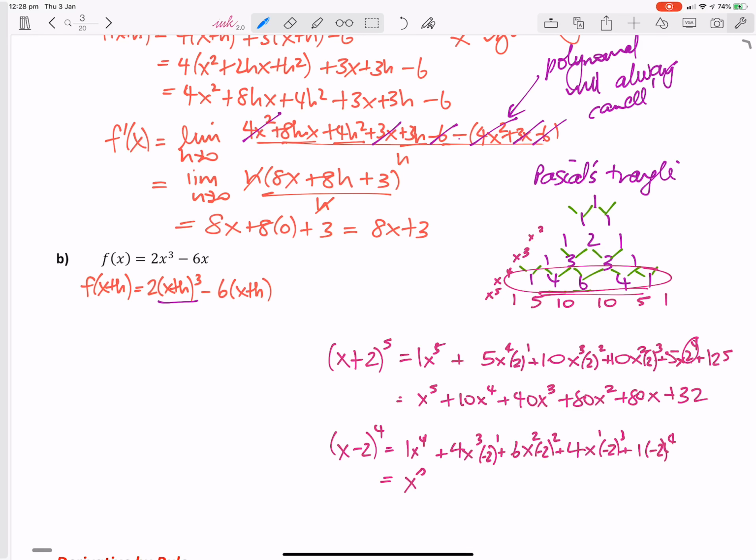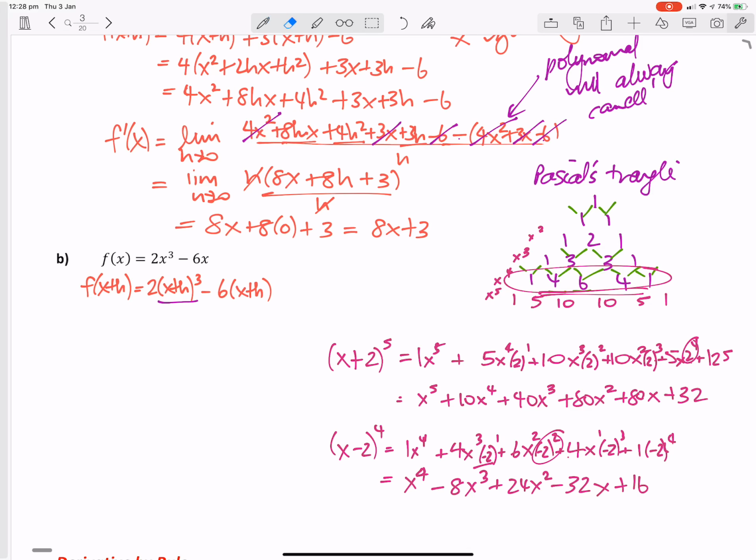So I get x to the 4 minus, because negative 2, 8x cubed. Negative 2 squared is positive 4, so I get plus 24x squared. Negative 2 cubed is minus 8 times 4 is negative 32x. Negative 2 to the 4 is plus 16.